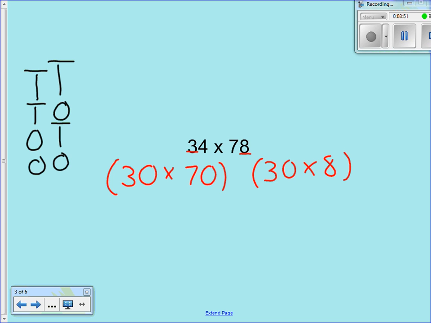When we go to our third set, we are now going to the ones place in our first factor, multiplied by the tens place in our second factor. And remember, it's the value of the digit, so it's times 70. And lastly, we have the ones in our first factor times the ones in our second factor.